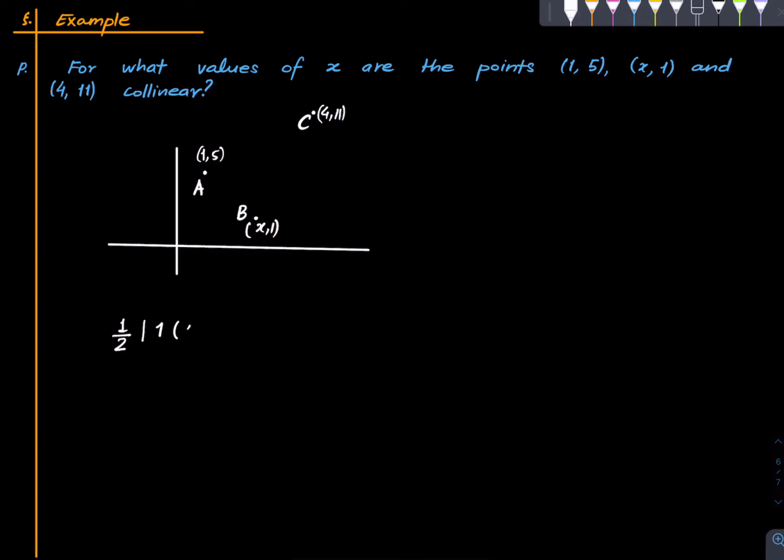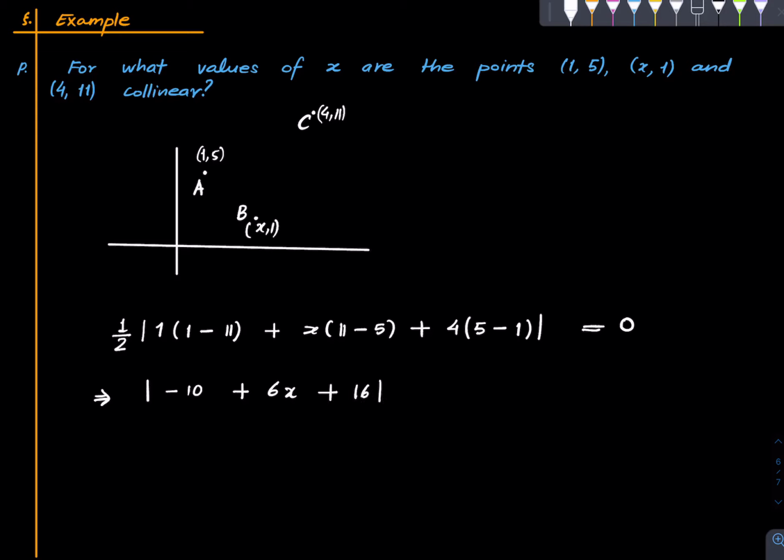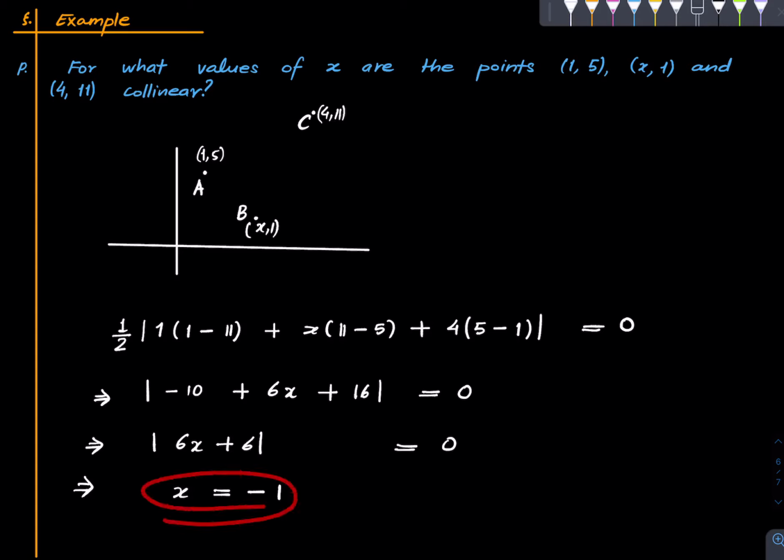Now let us write down the formula. x1 times y2 minus y3 plus x2 times y3 minus y1 plus x3 times y1 minus y2, and this we want to be 0, which just implies that the absolute value of minus 10 plus 6x plus 16 is 0, which means the absolute value of 6x plus 6 is 0, which implies x equals minus 1.